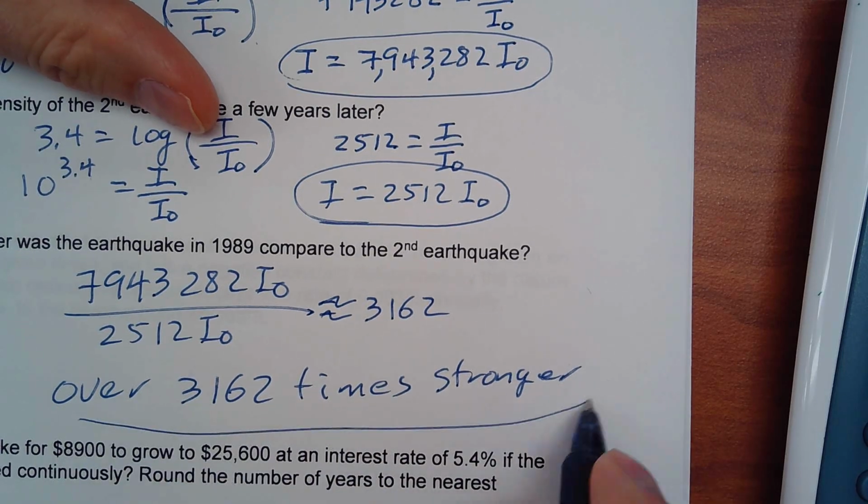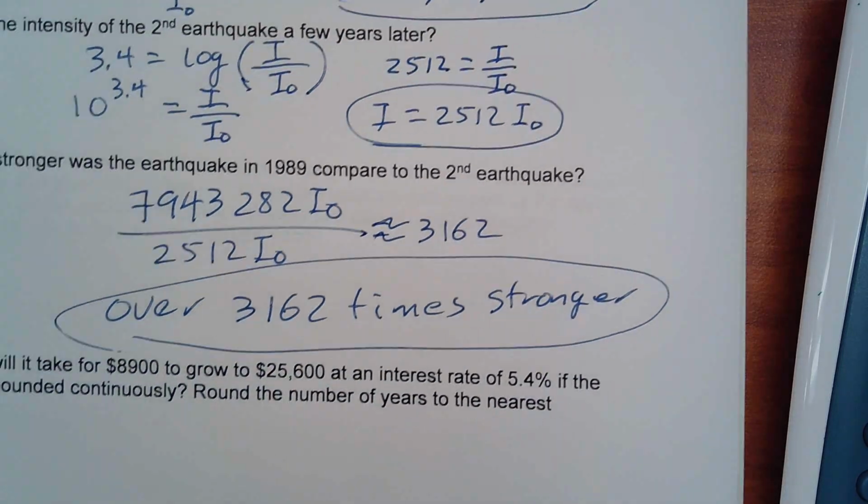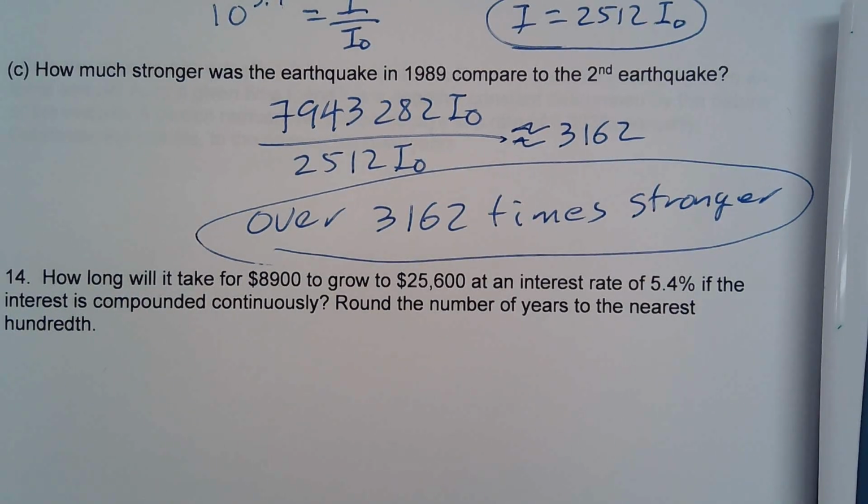What that means is that when you're talking about something on the Richter scale, a magnitude of 7 versus a magnitude of 6, its power is a factor of 10. So a magnitude 7 earthquake is 10 times stronger than a magnitude 6 earthquake.